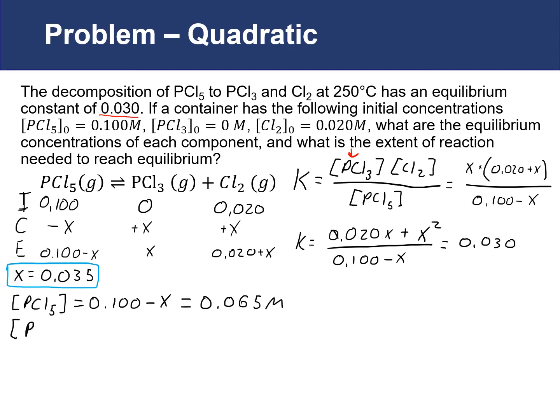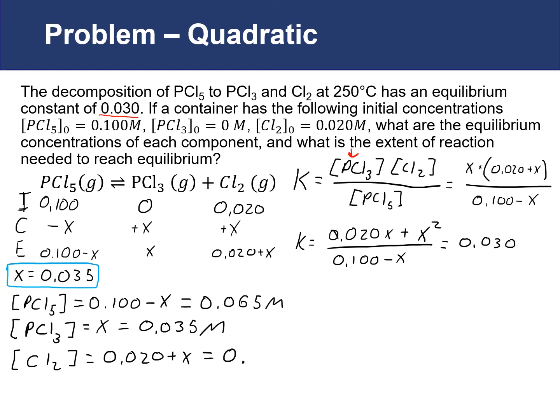Our concentration of PCl3 would be equal to x, so that is 0.035 molar. Our concentration of Cl2 is equal to 0.020 plus x, so that would be equal to 0.055 molar. The last thing is the extent of reaction.